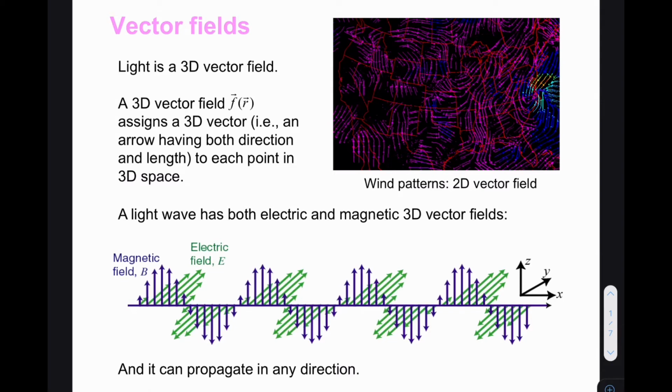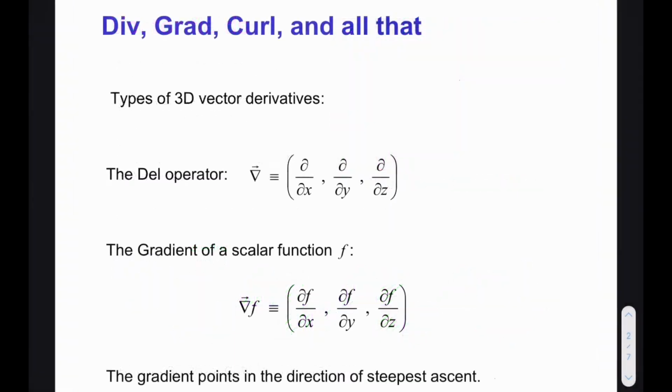So, light is a three-dimensional vector field. That is, it assigns a three-dimensional vector to each point in three-dimensional space. So, the wave equation for the electric field or the magnetic field of light will need three-dimensional treatment. Now, in order to explain the different properties of a three-dimensional vector field, we need to introduce a three-dimensional operator which we call the del operator.